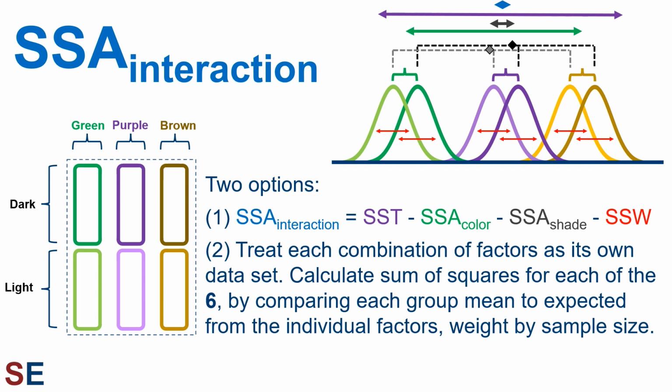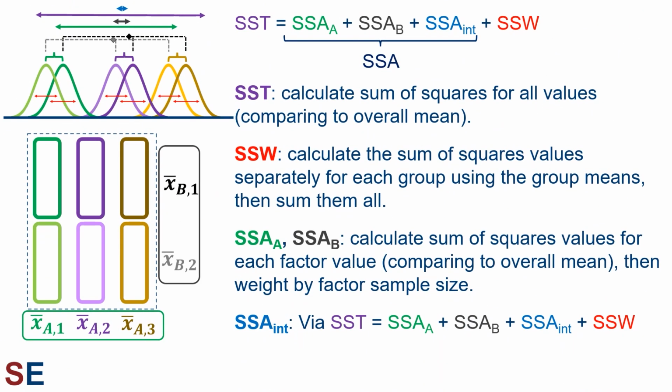Second, we could treat each combination of factors as its own group and then calculate the sum of squares for each of the 6 by comparing each group's mean to that expected from the individual factors and the overall mean. This also gets weighted by the sample size for each of the 6 groups. This is much more complicated, so the first approach is much more common. Here's an overview and quick recap of how these things are related.